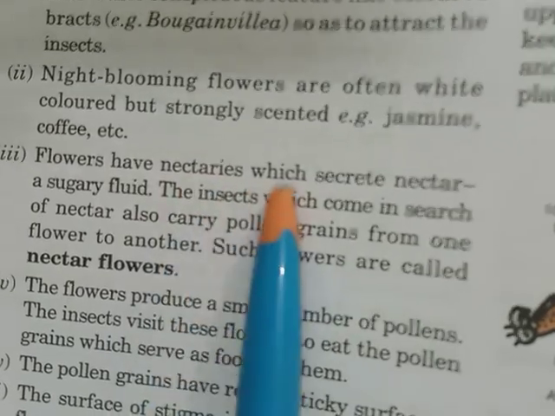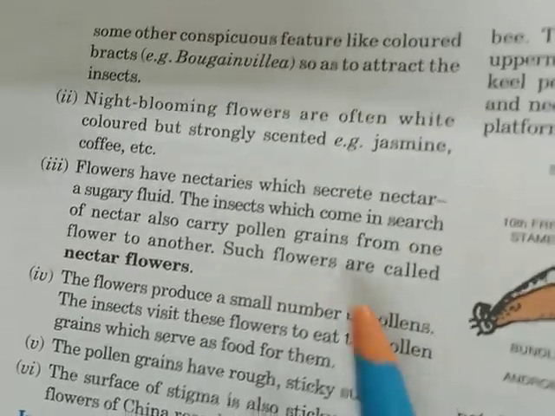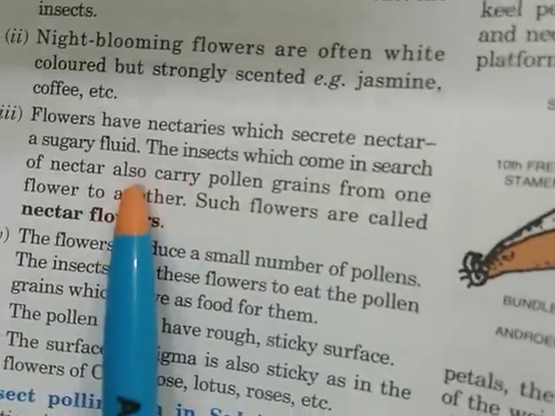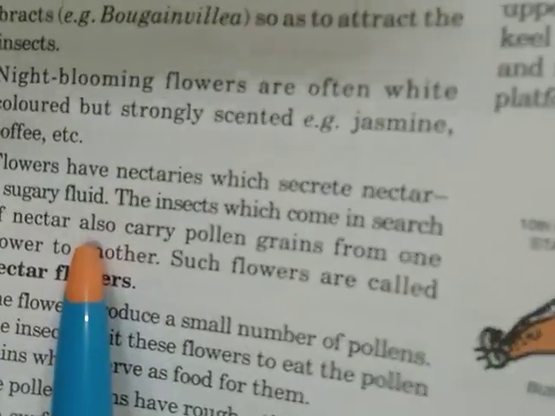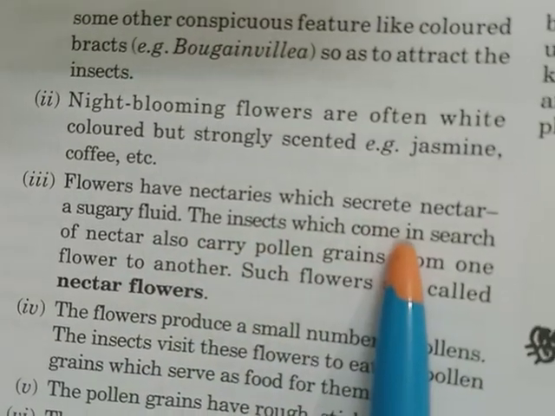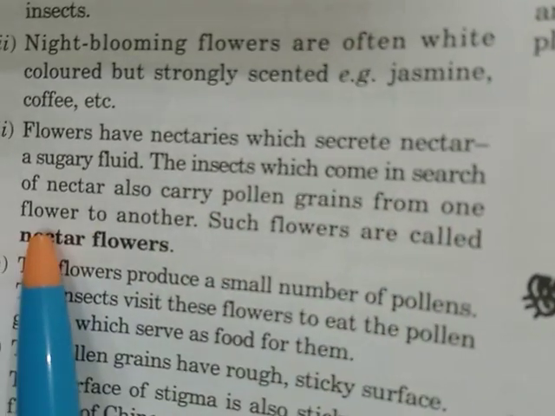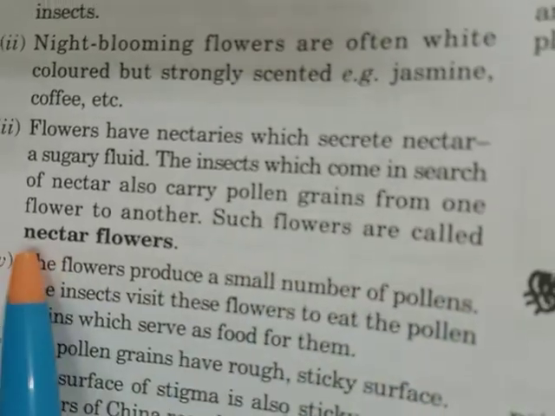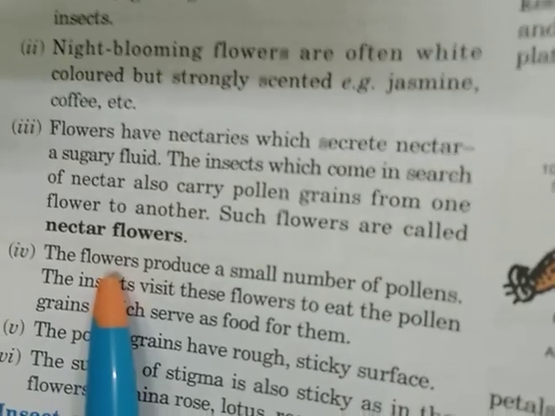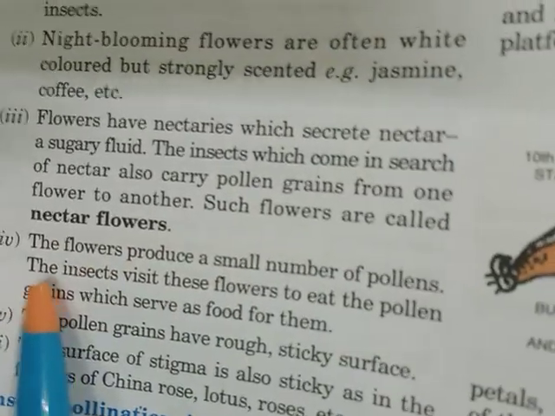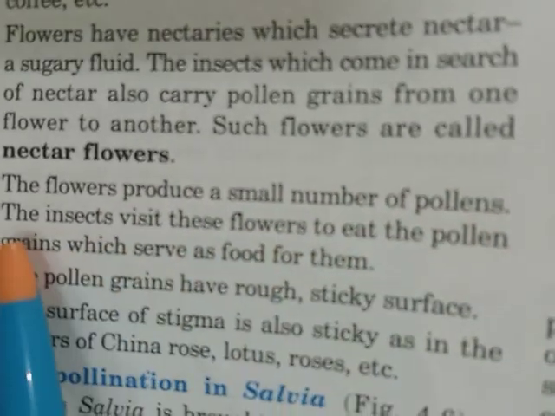Flowers have nectaries which secrete nectar, a sugary fluid. All these day blooming flowers and night blooming flowers have nectaries so that they can produce nectar, which is another reason to attract the insects. The insects which come in search of nectar also carry pollen grains from one flower to another. Such flowers are called nectar flowers. The flower produces a small number of pollen.